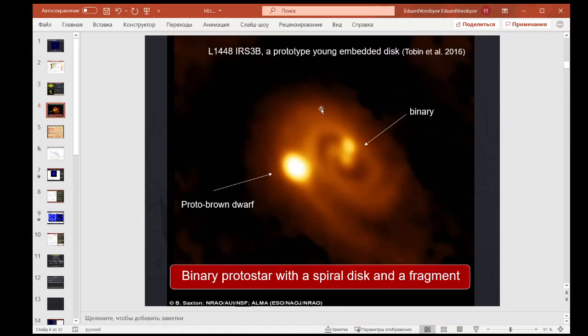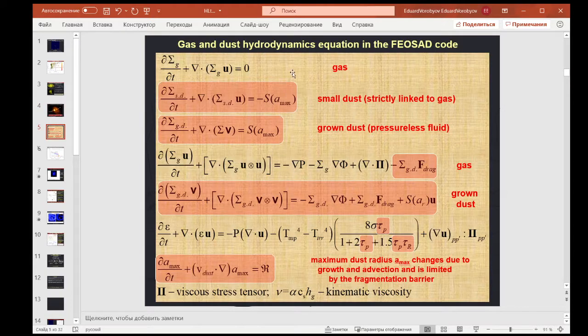And this slide shows a candidate for disk fragmentation. There is a binary star here in the center, and this clump is a proto-brown dwarf. I studied disk fragmentation using the FEOSAD code, which includes the gas and dust hydrodynamics equations. The dust equations are highlighted here specifically. This is small dust, grown dust, and dust interacts with gas via friction, including back reaction of dust on gas. And this equation describes the maximum size of dust grains. So the dust growth is taken into account. It occurs due to collisions, and the maximum size is limited by the fragmentation barrier.